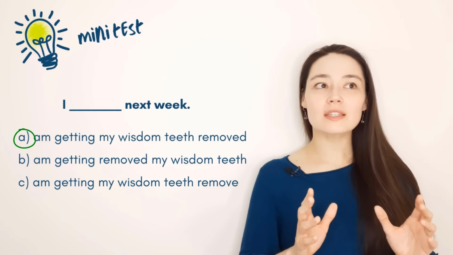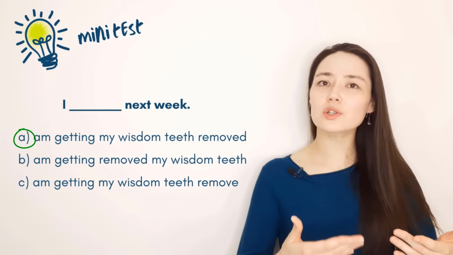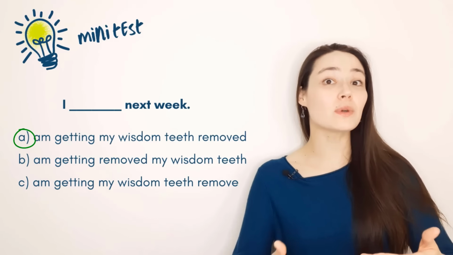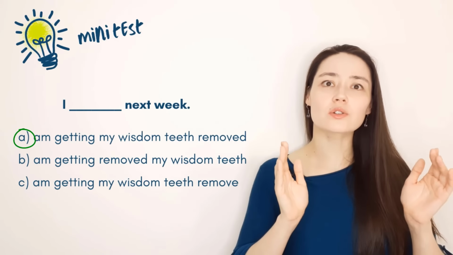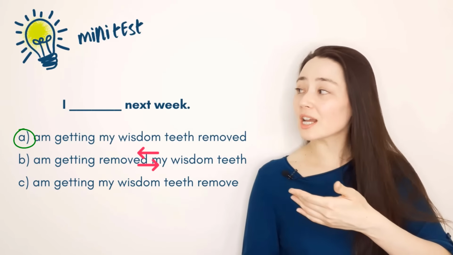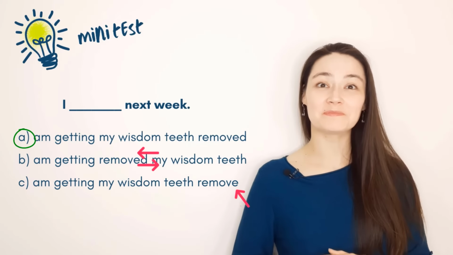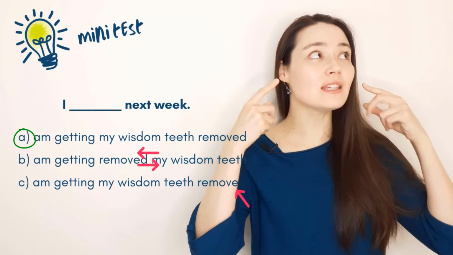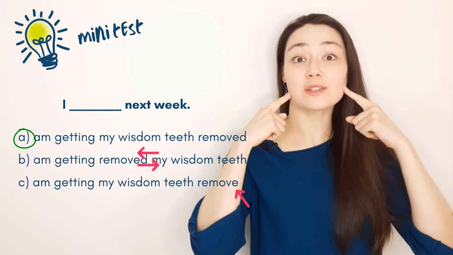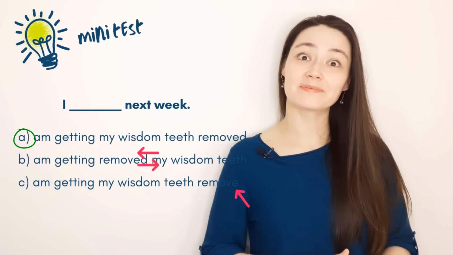This is a common mistake or a common problem with the causative. A lot of times students understand why we need this grammar and when we use this grammar, but oftentimes they don't quite get the structure right. So we can't change the word order, and we can't use a different form of the verb. By the way, wisdom teeth are those big teeth at the back of your mouth that you get when you're an adult. And you do need to remove them sometimes.